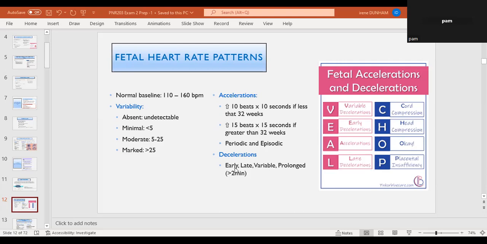I love when I see that on the monitor. Because why? My patient now is dilated. She could be now 9 centimeters and the baby's descending. We're getting close to delivery. A late deceleration, on the other hand, is never good.